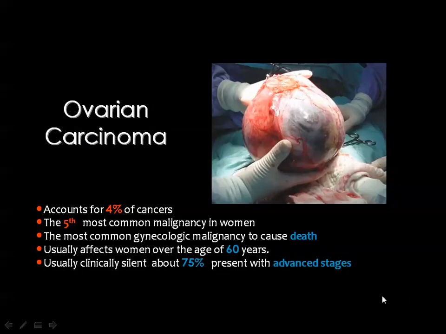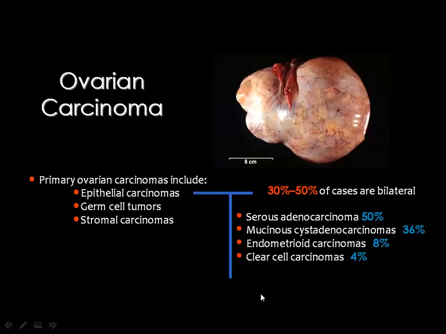The basics for diagnosis of ovarian and the endometrial as well as cervical cancer include: the first, the ovarian carcinoma accounts for about 4% of cancers, and it is considered the fifth most common malignancy in women, and is considered also the common gynecologic malignancy leading to death. This is the average age of diagnosis, and about 75% of patients are seen in advanced stages. And there are many different types of ovarian carcinoma.